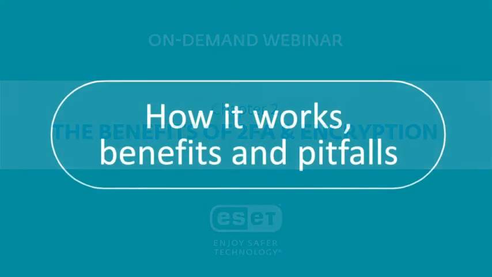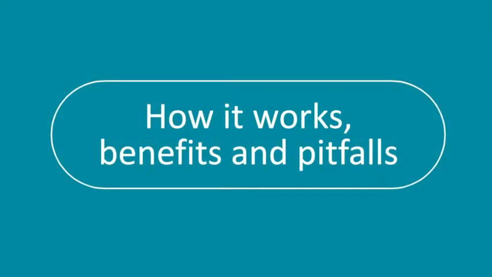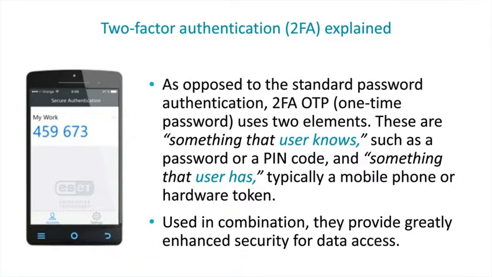So first, how it works and the benefits and pitfalls that come along with it. Two-factor authentication, instead of requiring users to simply enter their username and password, requires an extra piece of information. They usually say this is something that the user knows and something that the user has. Typically, the something that the user knows is their password. And then the thing that they have is traditionally a mobile phone.